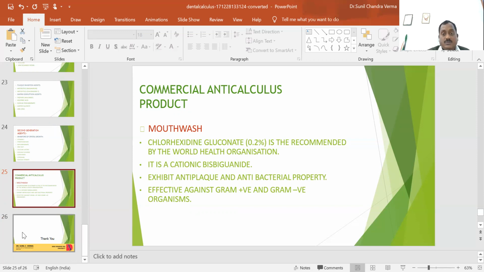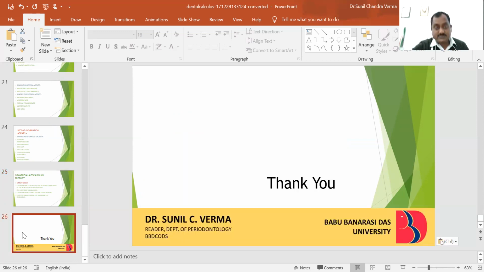So this is all about calculus as a predisposing factor in periodontal disease. I hope that you will learn from this chapter, and short notes are frequently asked. If you go through the last 10 years' papers or any MCQ pattern questions, you'll find that in every question paper or every MCQ set, questions from this calculus chapter will come. Okay, thank you.